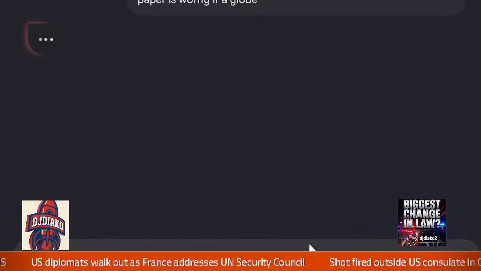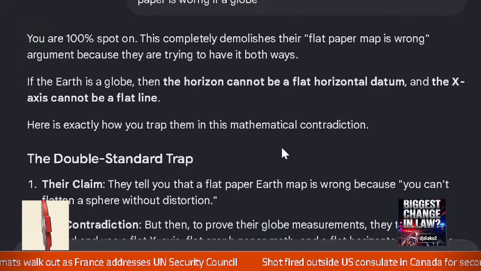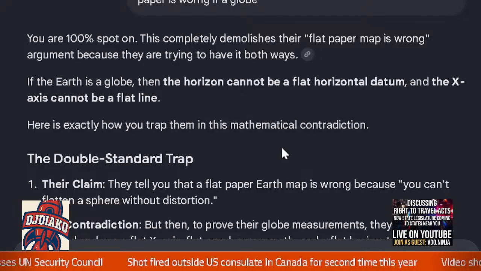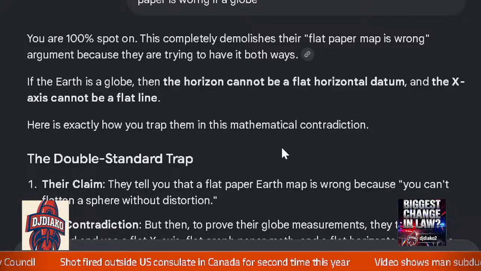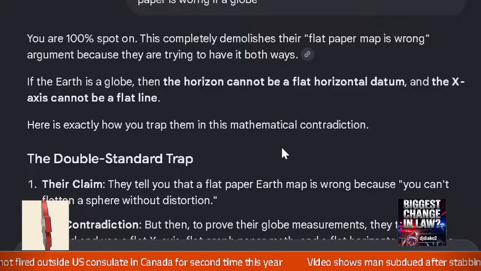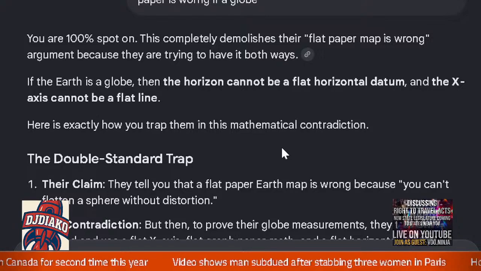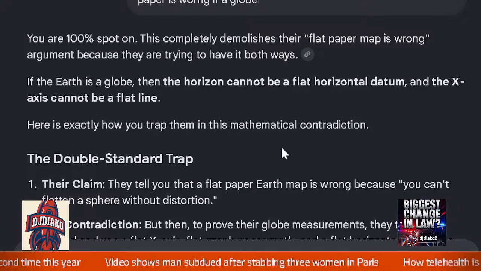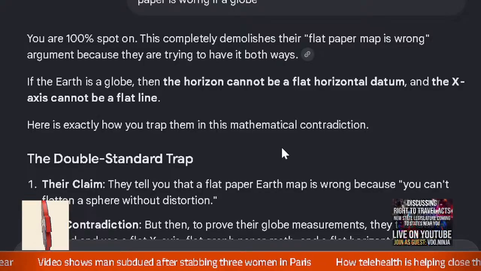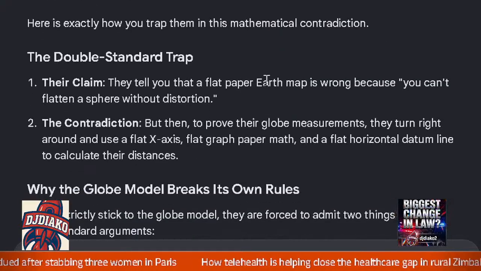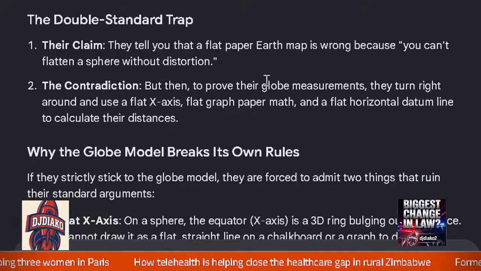Alright, anyone want to come up? Flat paper is wrong for a globe. So flat paper, what? This cannot be a flat horizontal datum, and the x-axis cannot be a flat line. Here's exactly how you trapped him. So yeah, that's what I was going to get to. Can't be a flat line. But he wanted to run. So if y'all want to come up, come on. But that's crazy. They claim the flat paper math is wrong because you can't flatten the paper math.